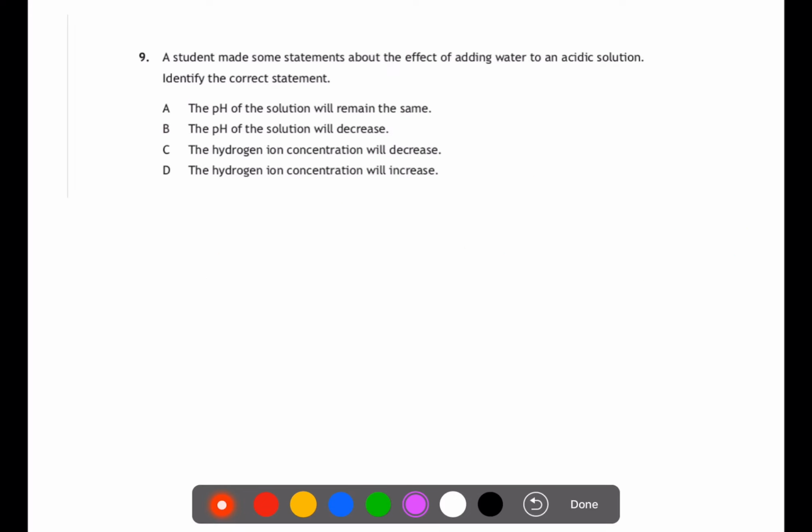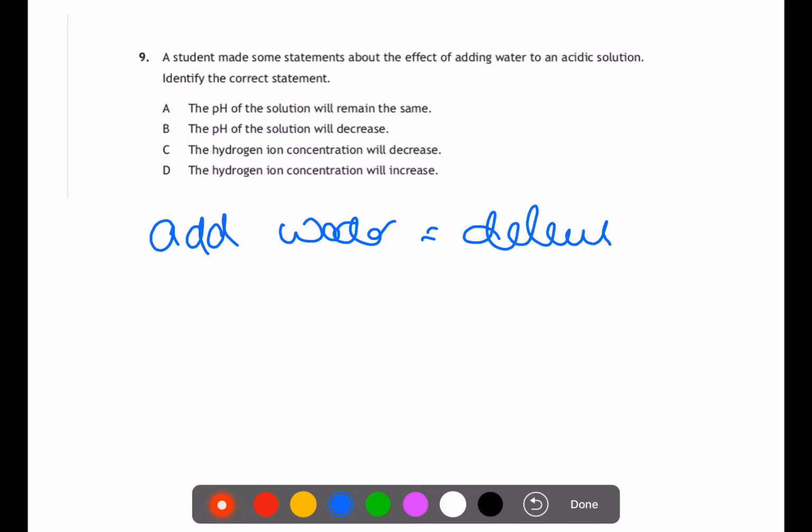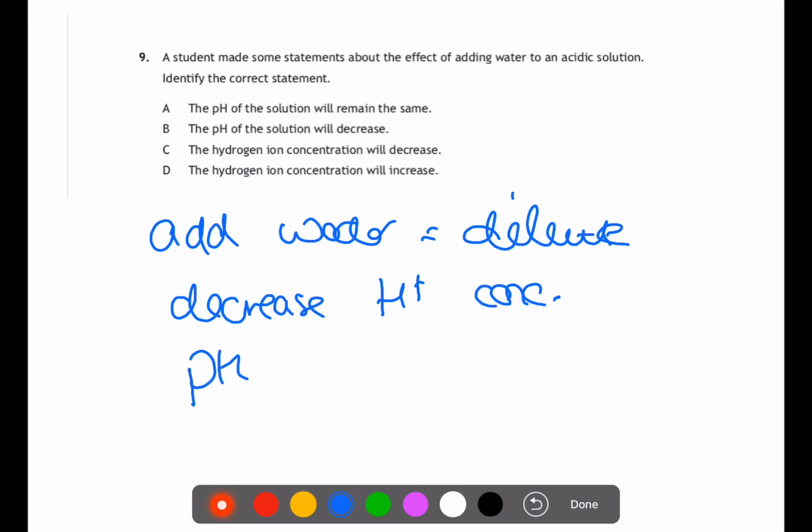Question 9. A student made some statements about the effect of adding water to an acidic solution. Identify the correct statement. So if we have an acid, we have H plus ions. We have more H plus ions than we do OH minus ions. And if you add water, then you dilute your solution. By diluting the solution, you will decrease your H plus concentration. This means that your pH will rise to be closer to 7.